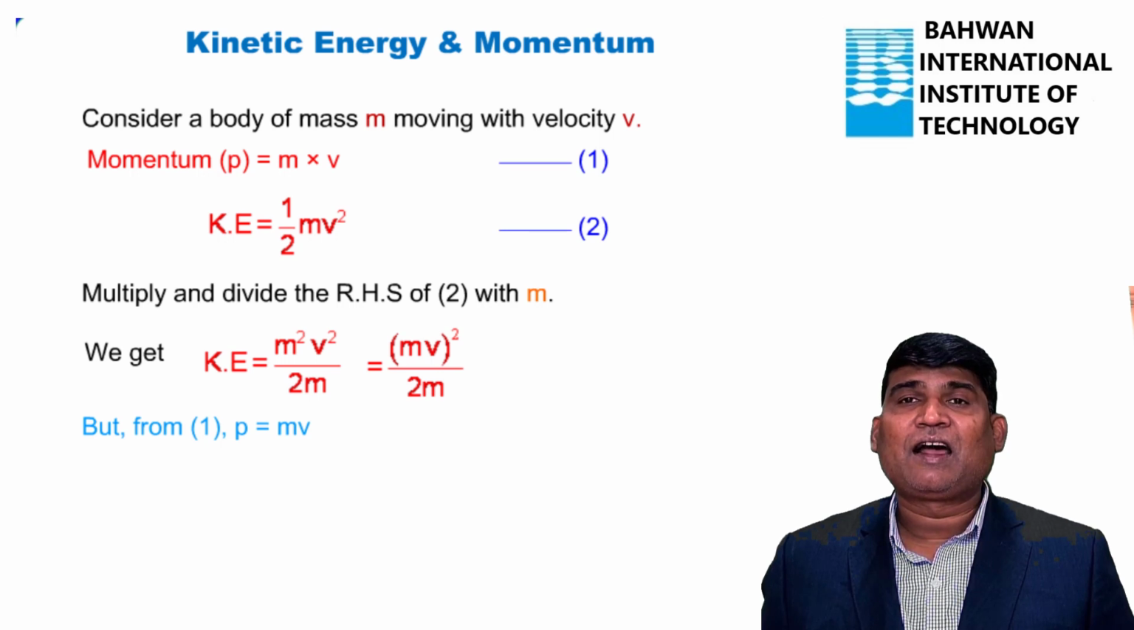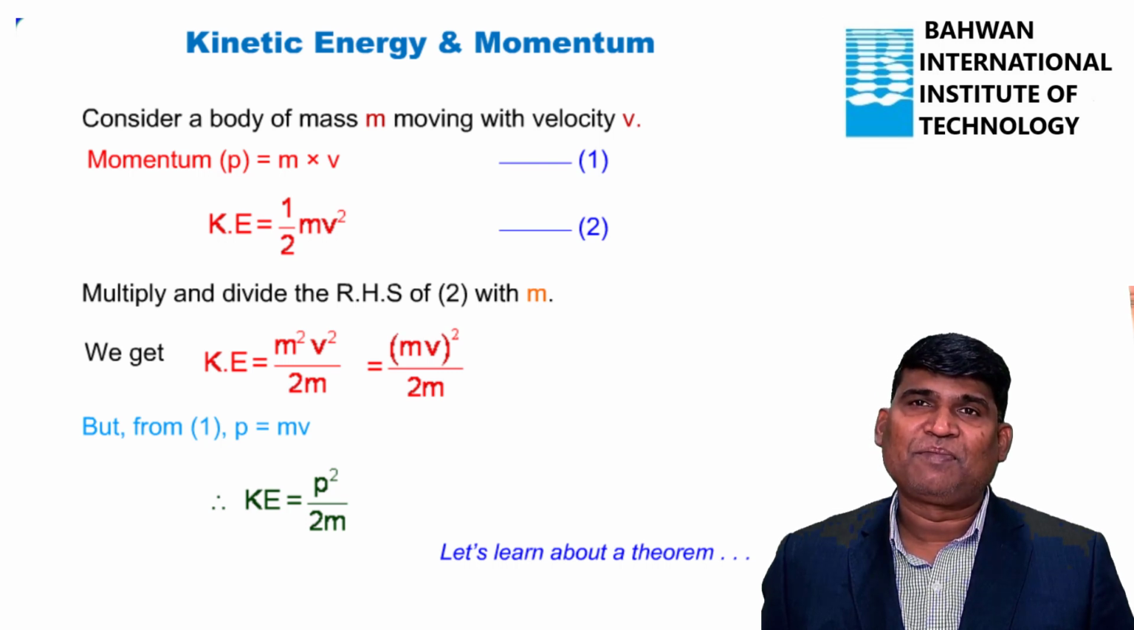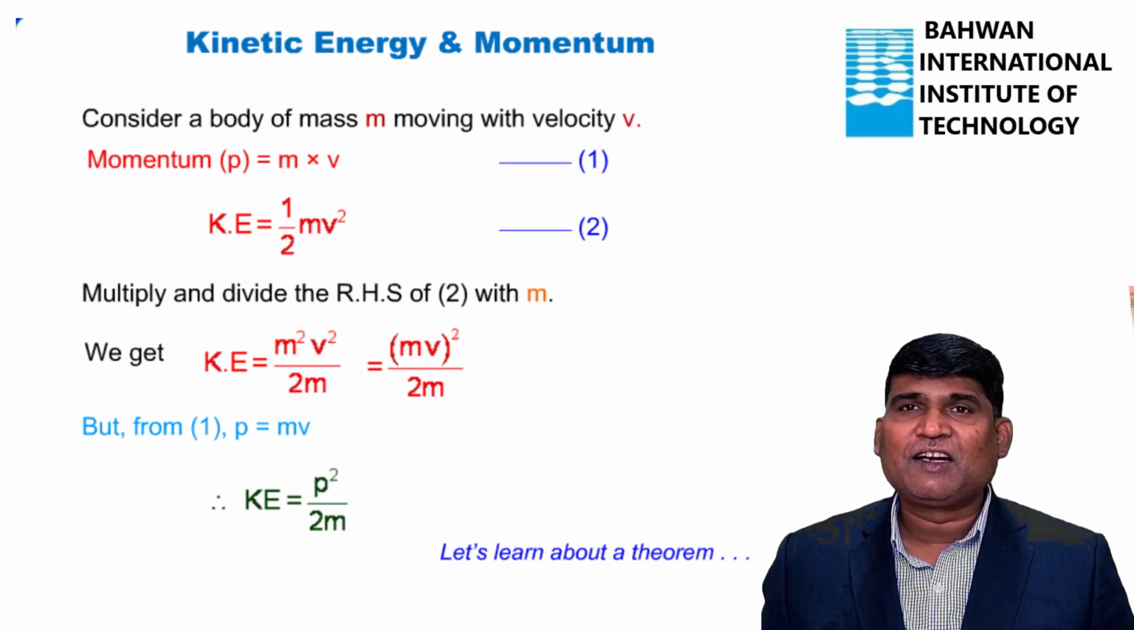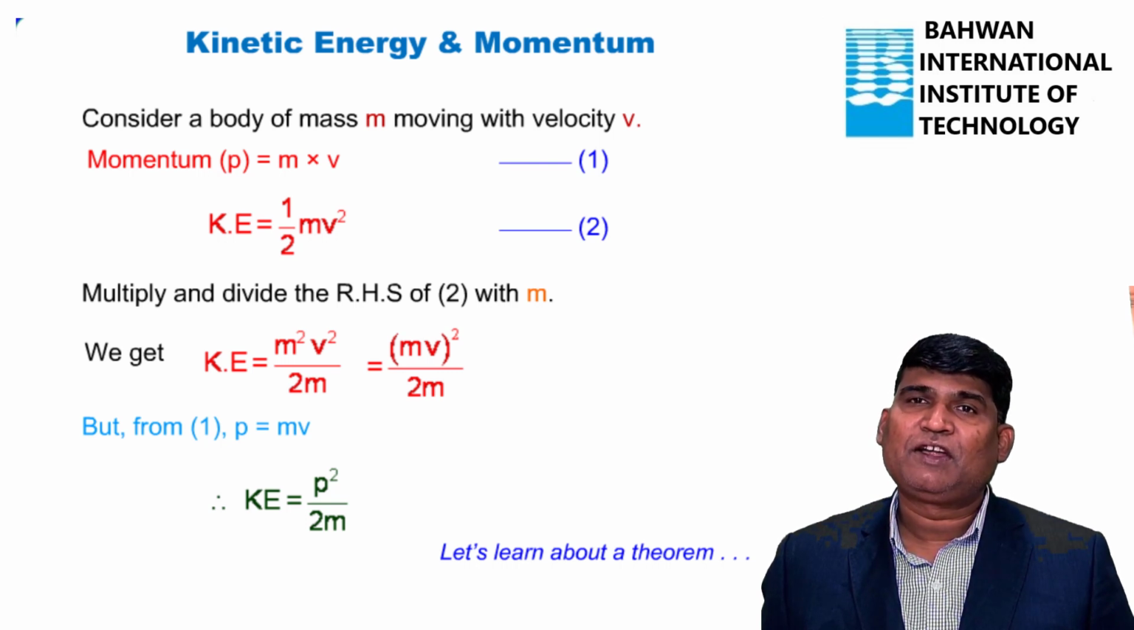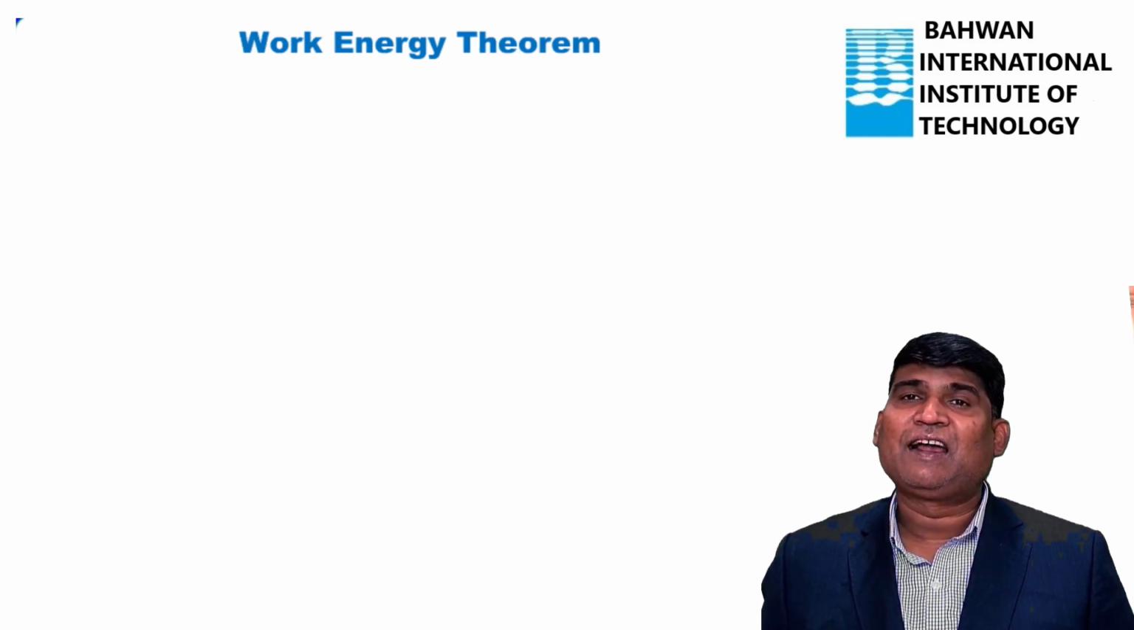Therefore, I can write p in the place of mv, then it becomes kinetic energy is equal to p square by 2m. This is the relation between kinetic energy and momentum. What is the relation between kinetic energy and momentum? KE is equal to p square by 2m. Okay. Now we will see the theorem about work and energy.